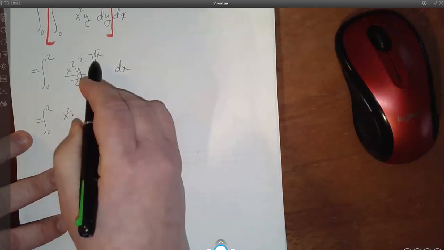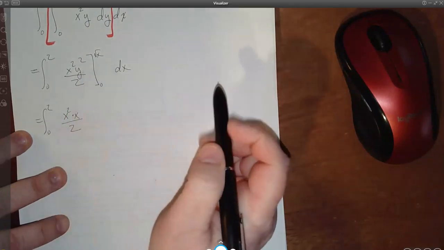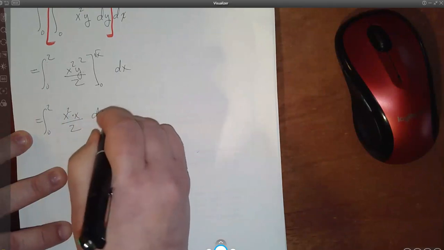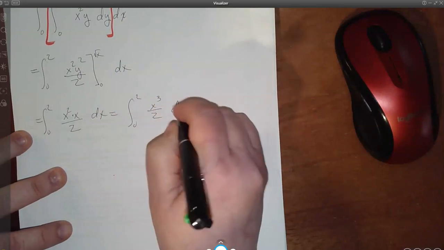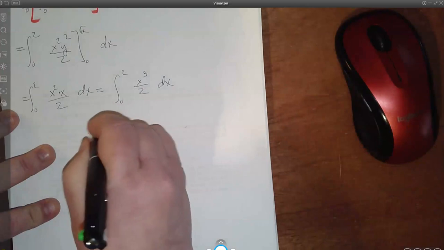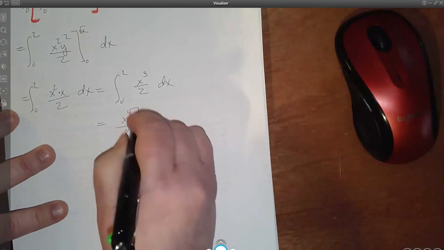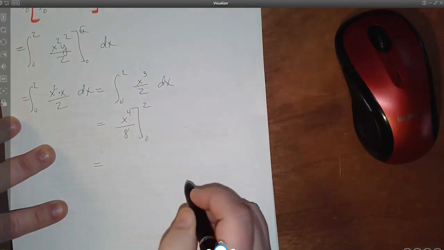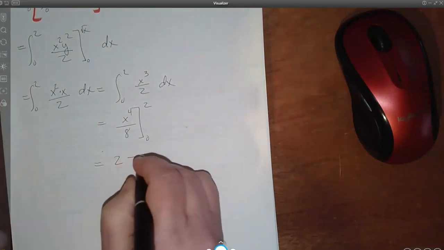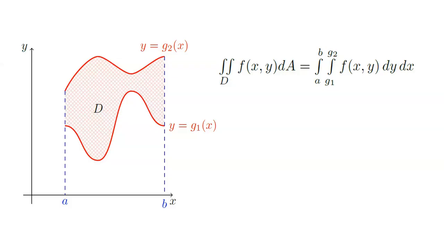x squared times square root of x squared is x cubed. I plug a 0 in, I get 0, so I now have to integrate x cubed over 2. Integrating x cubed over 2 with respect to x, I get x to the 4th over 8, taken from 0 to 2. If I plug in the 2, 2 to the 4th is 16, so I get 2 minus 0, so my answer is 2.